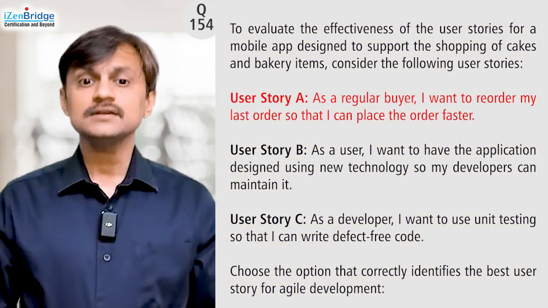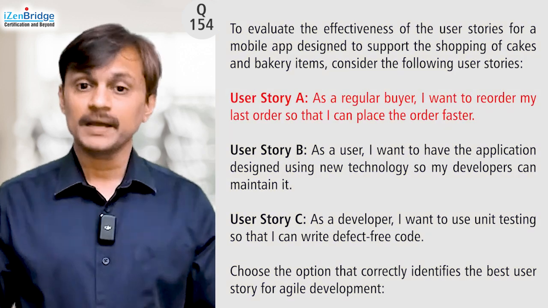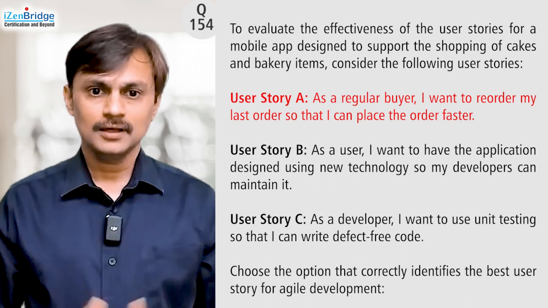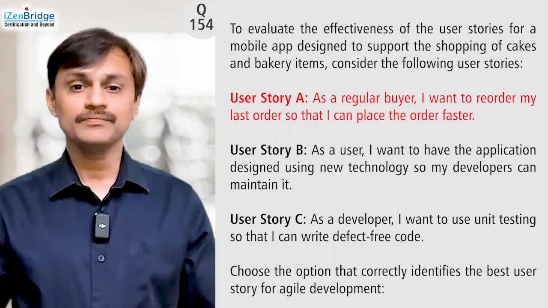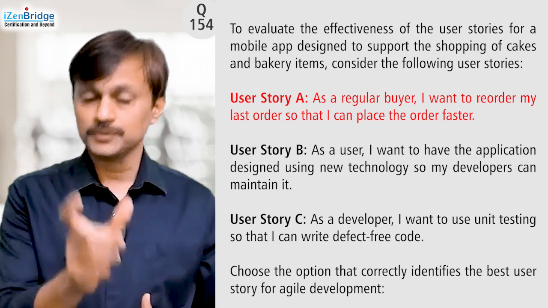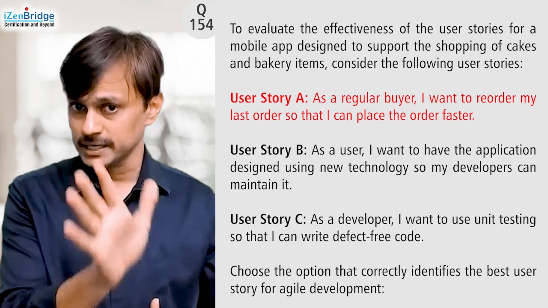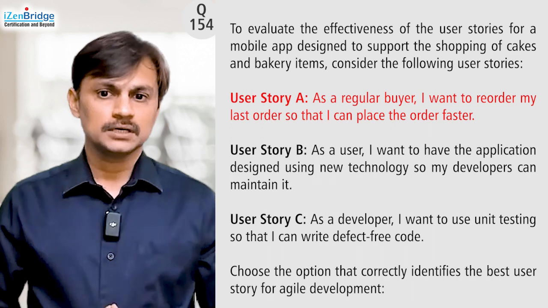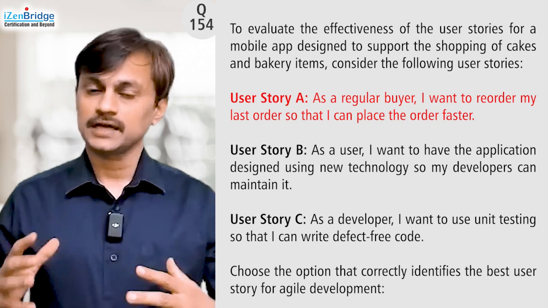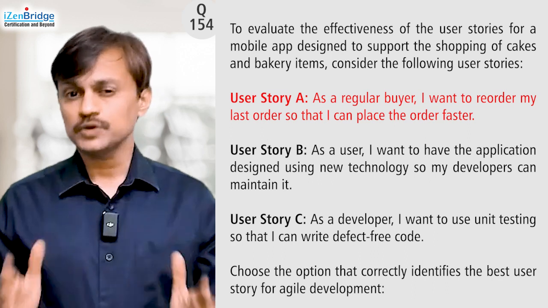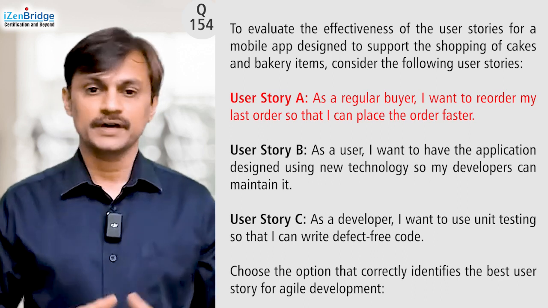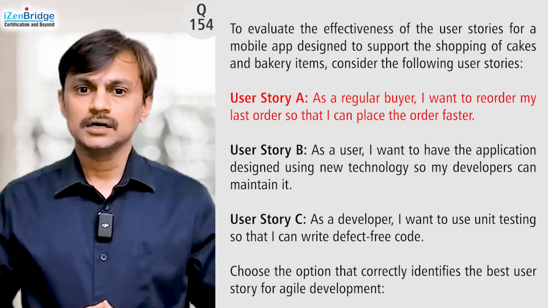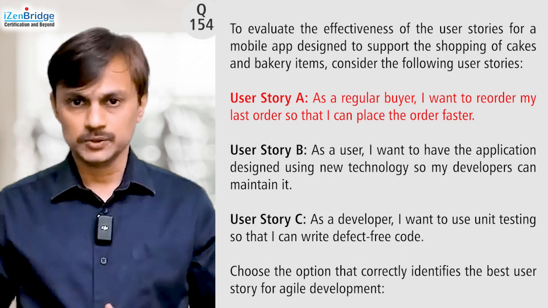User story A: as a regular buyer, I want to reorder my last order so that I can place the order faster. Yeah, that looks a decent user story because it has a clear understanding of a user persona or a user role. So we are saying the user role is a regular buyer. The action is also very clear. The person wants to do a reordering. The objective is also very clear: I want to get it fast. The story seems to be small. That kind of characteristic is also coming, though it depends upon the overall application. So this looks a decent user story.